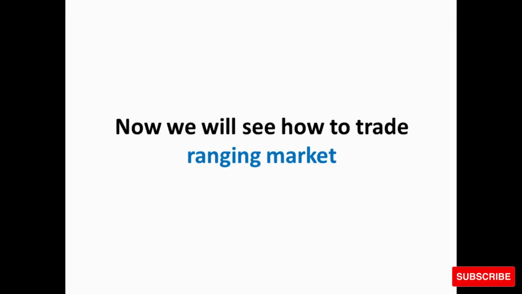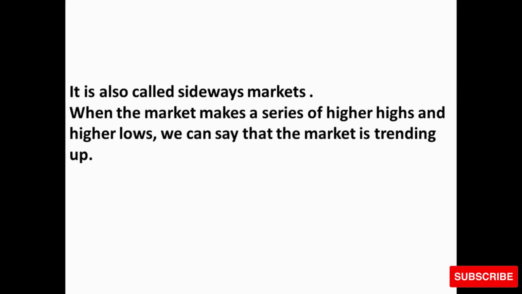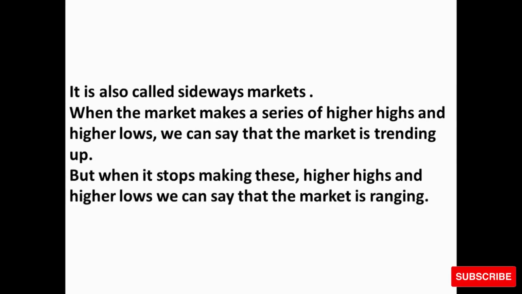Now we will see how to trade ranging markets. Ranging markets are pretty straightforward. They are also called sideways markets because their neutral nature makes them appear to drift to the right horizontally. When the market makes a series of higher highs and higher lows, we can say that the market is trending up. But when it stops making these higher highs and higher lows, we can say that the market is ranging. A ranging market moves in a horizontal form, where buyers and sellers just keep knocking price back and forth between the support and the resistance level.